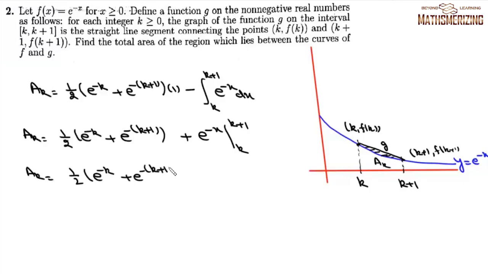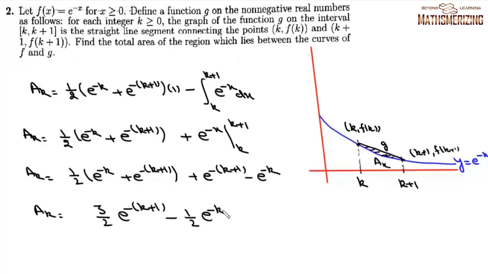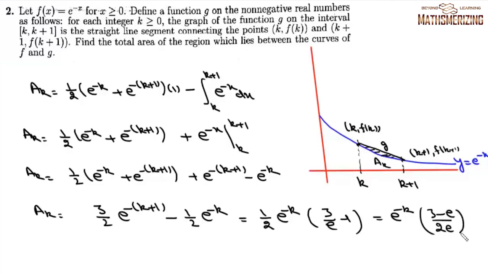So this A_k will be 1/2 (e^(-k) + e^(-(k+1))) + e^(-(k+1)) - e^(-k). Now we can write this as 3/2 e^(-(k+1)) - 1/2 e^(-k). Now we'll take 1/2 e^(-k) common. We can write this as 1/2 e^(-k) (3/e - 1), which is e^(-k) (3 - e)/(2e).